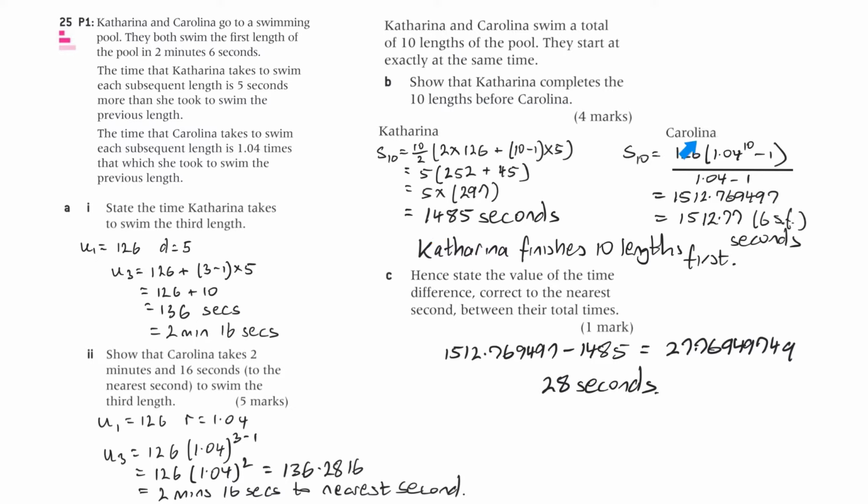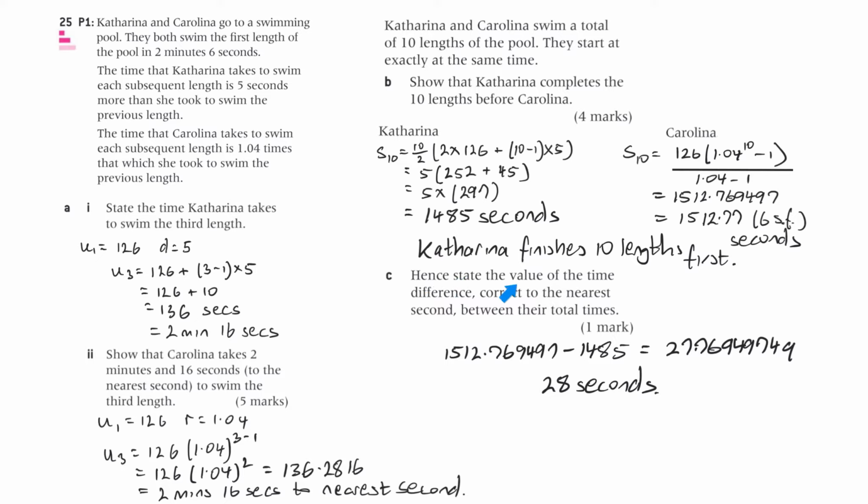For Carolina, we said it was geometric, so the summation of a geometric sequence where r is greater than 1 is u1 times r to the n minus 1 divided by r minus 1, and that comes up to 1512.77 seconds to 6 significant figures. So Katerina finishes 10 lengths of the pool first.